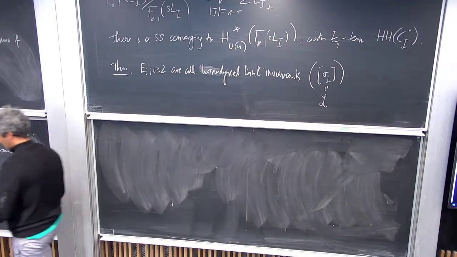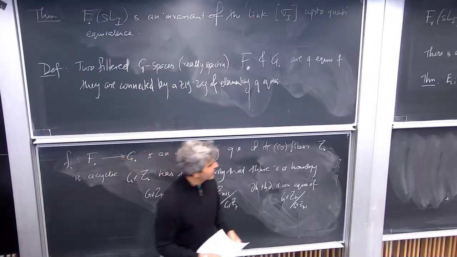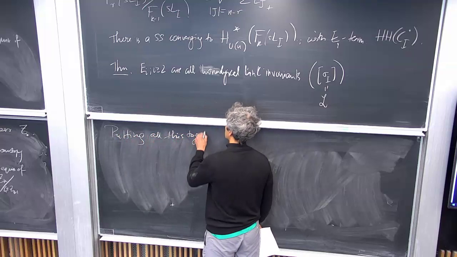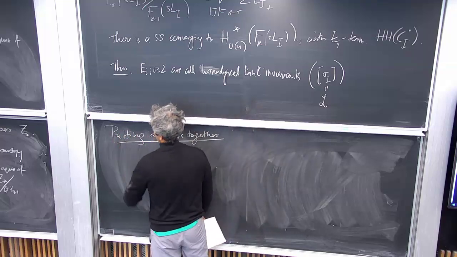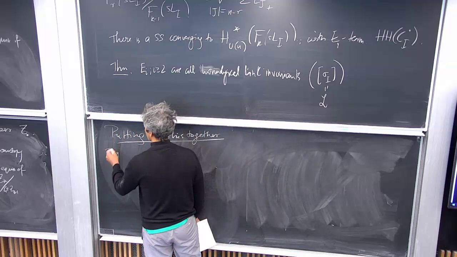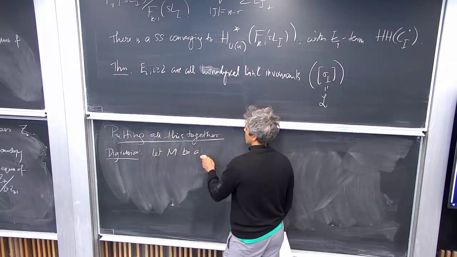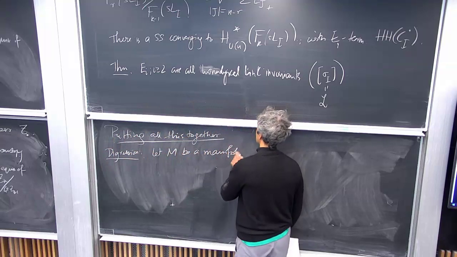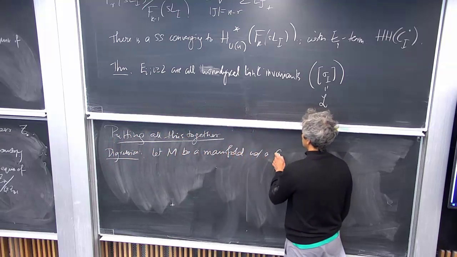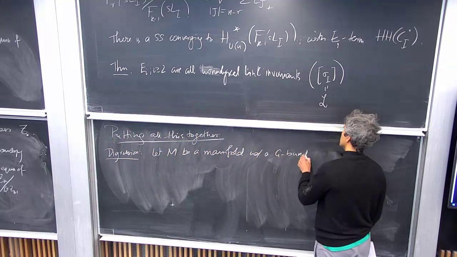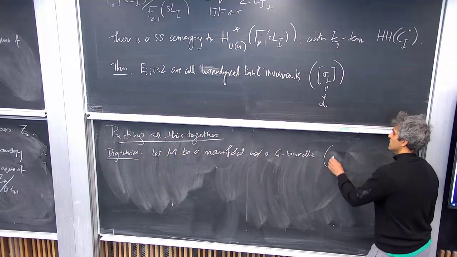Right. So let's put all this together, and now let me digress a little bit. So here's some digression, and I'll get back. So let M be a manifold with a G bundle. So G for now is just some arbitrary compact, maybe connected Lie group. So think of this as a background field.